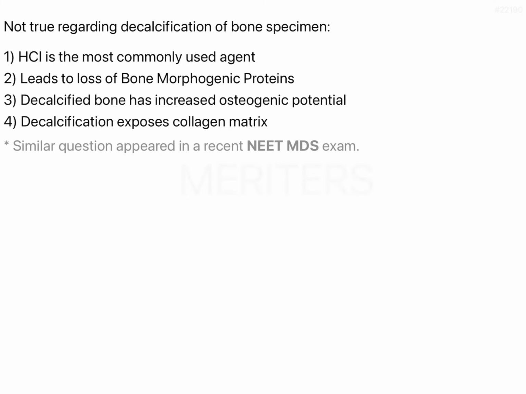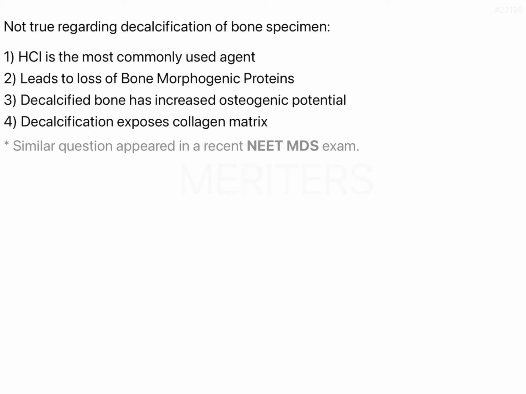The question is: which is not true regarding decalcification of bone specimen? See, when you take bone, these bone specimens are used either for histopathology or for grafts. In a lot of cases, you take bone, crush it, and place it directly into the defect that you need. That is one form of using the bone.